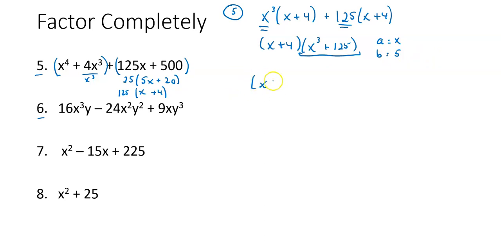So I'm going to keep the x plus 4. And then when I go to factor the x cubed plus 125, it's a sum of cubes. So remember, this is the one that goes short one, long one. How does the sum of cubes go? A and b, a squared, ab, b squared. We started with a plus, right? x cubed plus 125, so it goes same sign as I started with, opposite sign, last one's always positive. There's my answer.